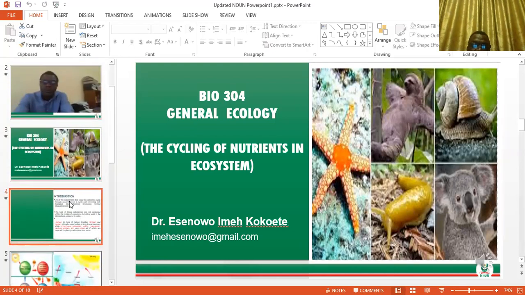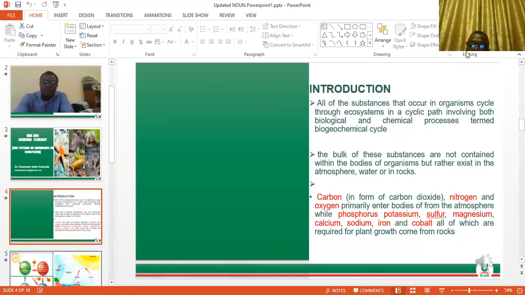And it was to intimate the class of the different types of nutrients we have. Carbon, which is in the form of carbon dioxide, nitrogen, also oxygen. And we also remember that we had phosphorus, potassium, sulfur, magnesium, calcium, sodium, iron, and copper. These are what we considered the major ones that are relevant to the existence of man. The other ones are in little quantity, but not as important, like iron, tobacco, and the rest.